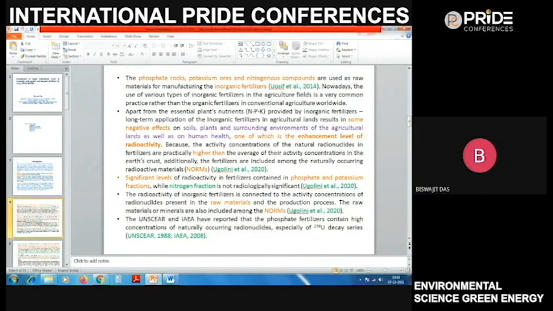The radioactivity of inorganic fertilizers is connected to the activity concentration of radionuclides in the raw materials used for manufacturing the inorganic fertilizers.